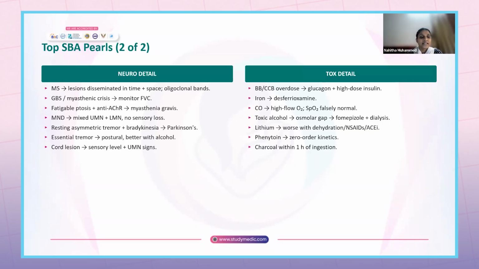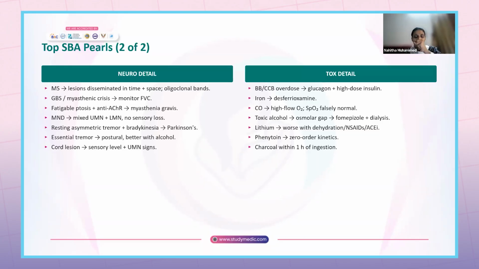Motor neuron disease: mixed LMN plus UMN. The drug we know is riluzole. Parkinson's is unilateral bradykinesia, slowness, rigidity. Parkinson's plus, also keep in mind, that is with dementia. Essential tremor is symmetrical. Treatment is not needed, and it is better with alcohol.